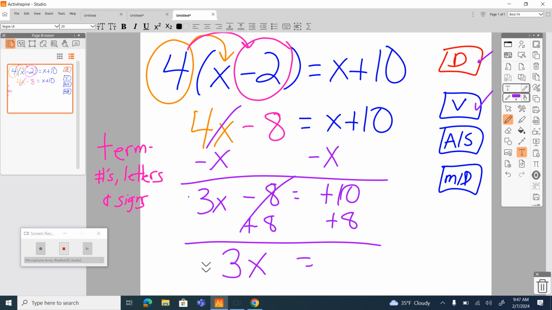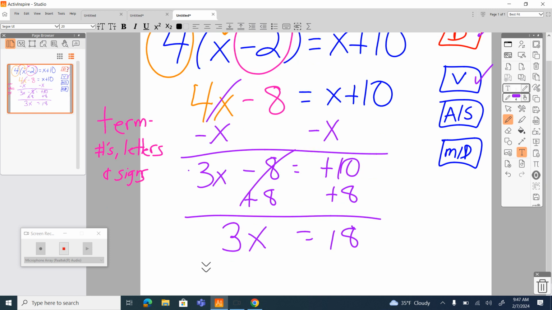Now we need to get rid of our multiplication or division. So we divide both sides by 3. Because our multiplication is times 3, divide by 3. What is 18 divided by 3? 6. Okay?